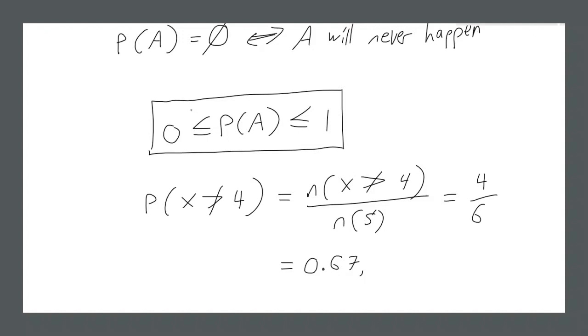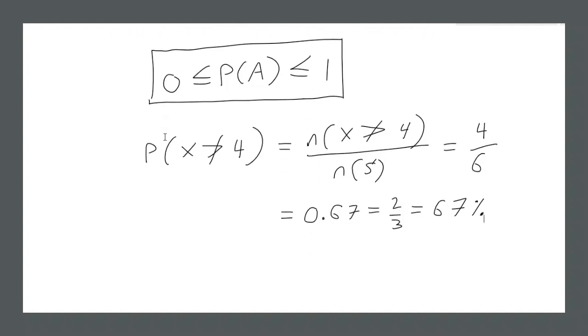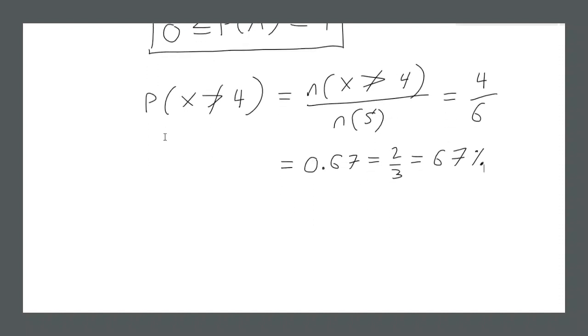0.67, or you could write that as 2/3, 2 out of 3, or you could write that as 67% approximately, right? And the decimal is also rounded to 2 decimal places, so different ways of saying the same thing. If we stick to the decimal method, 0.67 is the probability that something is not greater than 4.